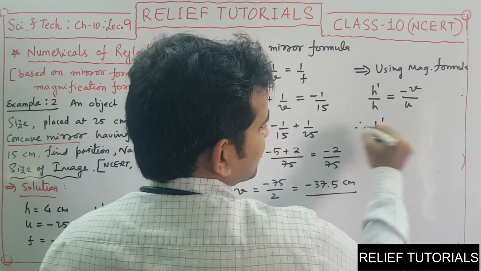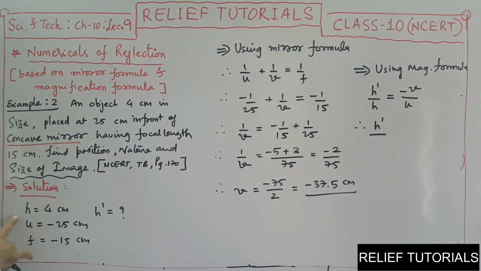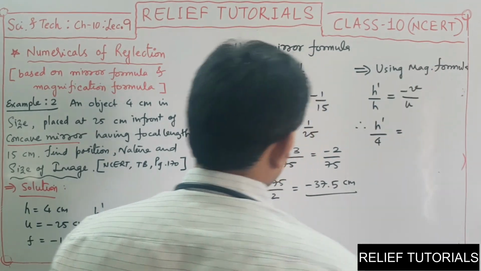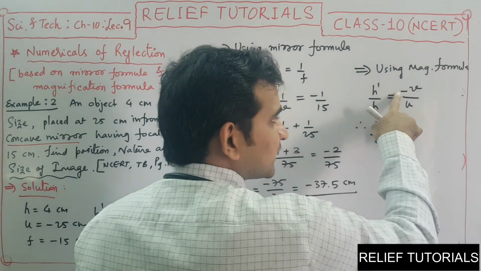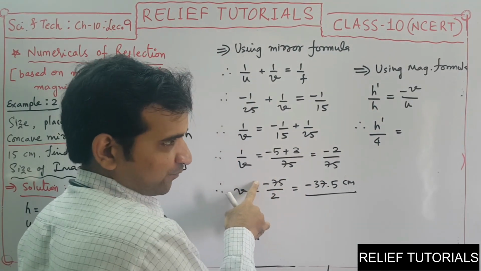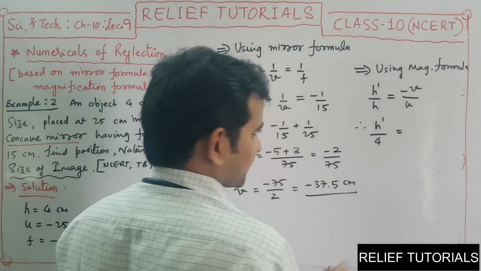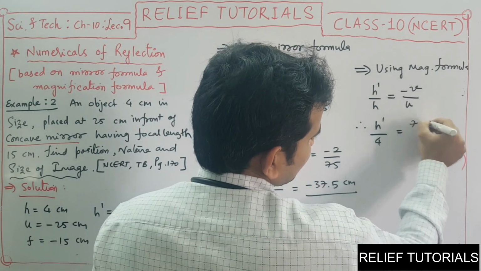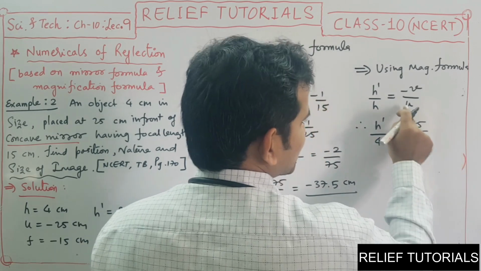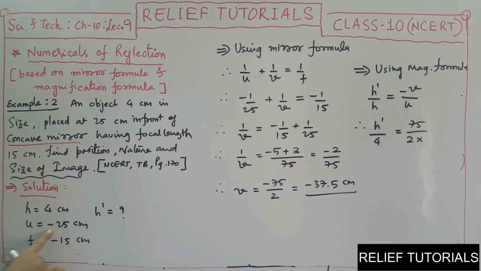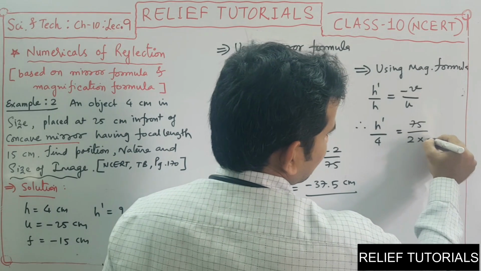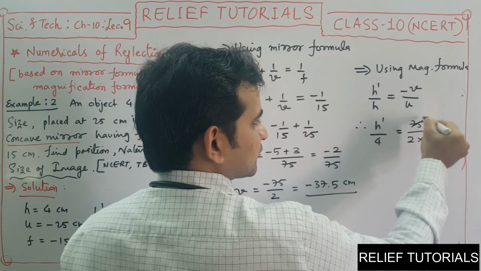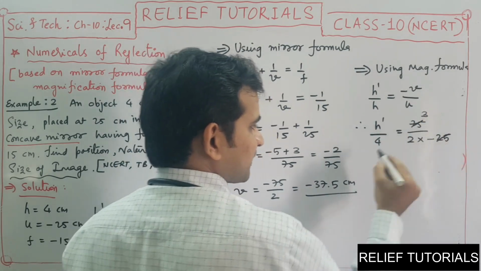So it is h dash by h. What is the value of h? It is 4. That is equal to minus of v. Minus is here and v is again minus, so it will be minus minus plus. So it will be plus 75 by 2, into u. But u is again minus here, so it's minus 25.